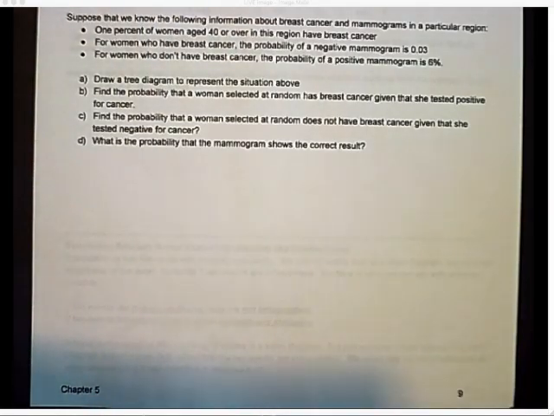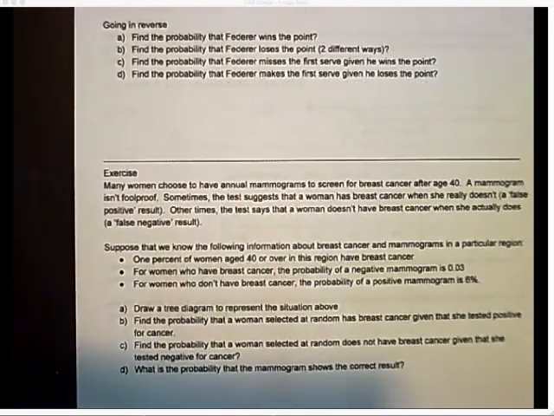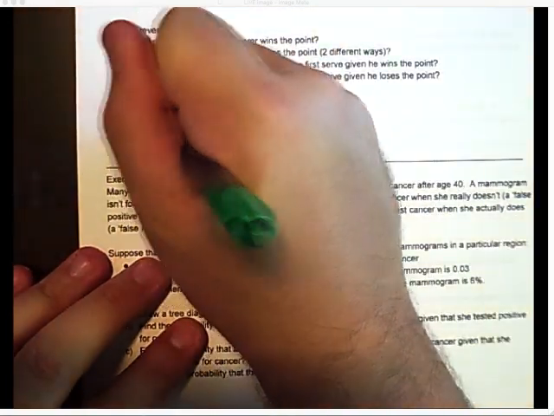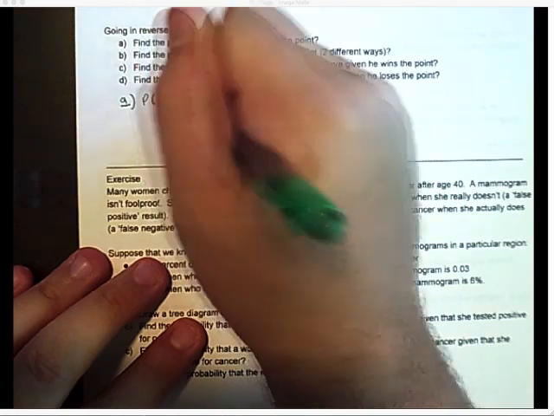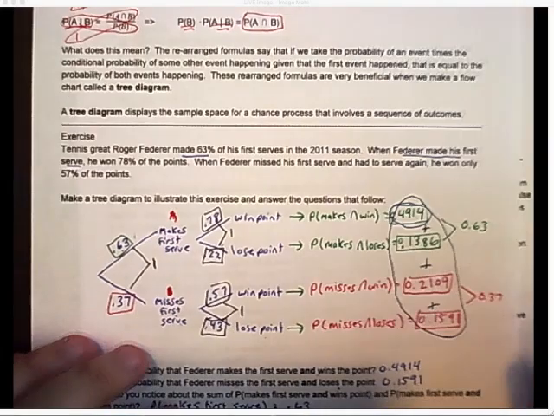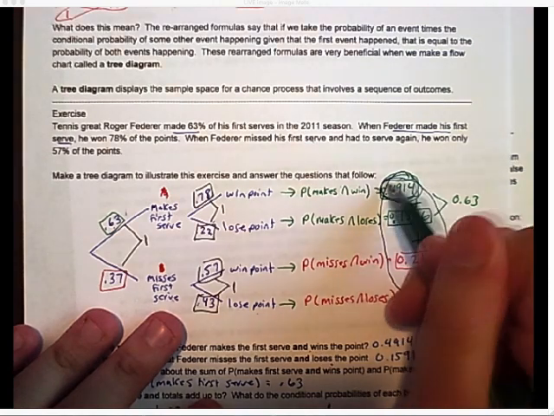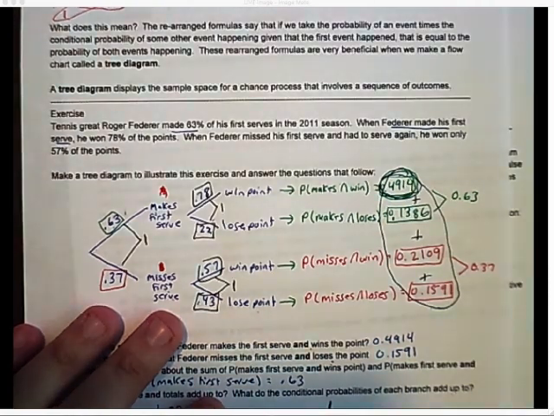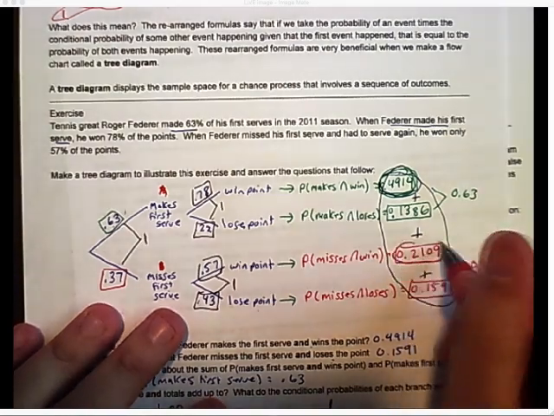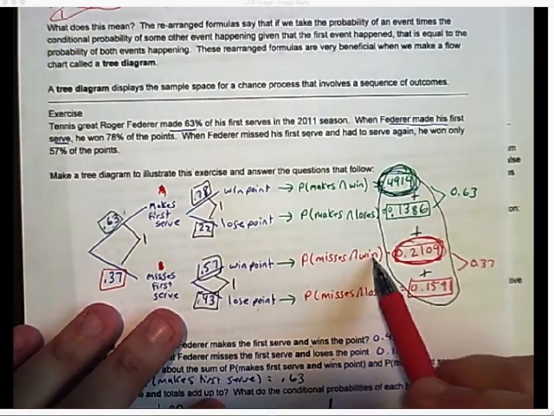All right. So now, we're going to go in reverse a little bit. So part A, it says, find the probability that Federer wins the point. Okay. Well, which one of these numbers involve winning? Well, this number involves winning, the 0.4914. What else? This one right here. Okay, so to figure out what's the probability that he actually wins, all we have to do is add up the parts that have a win in it.